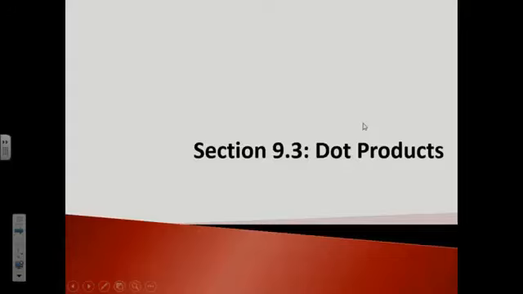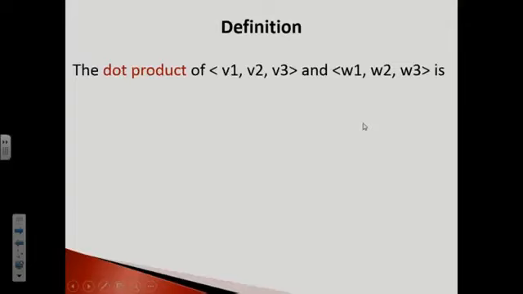Section 9.3 Dot products. In this section, we introduce a product of vectors that uses a scalar and use it to find the angle between three-dimensional vectors. The dot product of vectors v1, v2, v3 and w1, w2, w3 is v1 multiplied by w1 plus v2 w2 plus v3 w3.